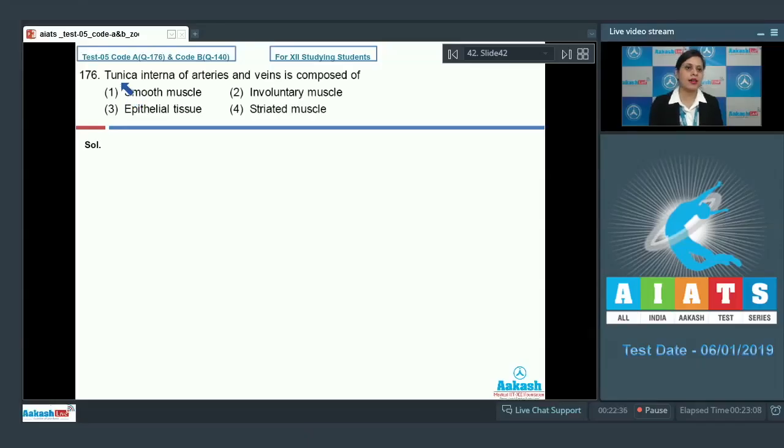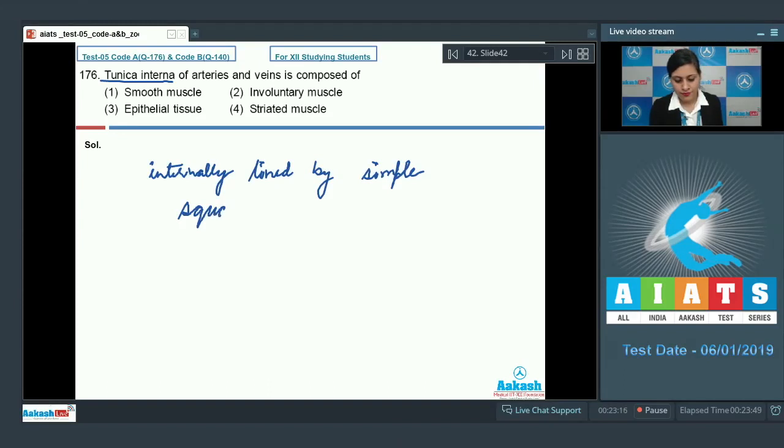Question number 176. Tunica interna of arteries and veins is composed of. What is tunica interna? Tunica interna of blood vessel is the innermost layer of blood vessel, and this tunica interna is internally lined by simple squamous epithelium, which means this tunica interna of arteries and veins is composed of epithelium tissue. So the correct answer to this question is option number 3, that is epithelial tissue.